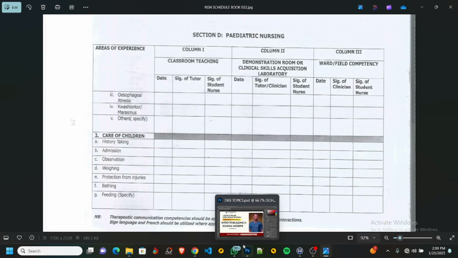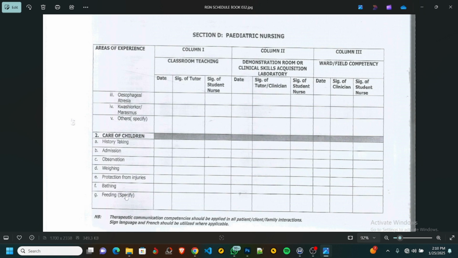Yes, now this is for pediatric nursing, and just as you can see, we have some experience again that are outlined here, which also include taking history of children, admission of children, observation, weighing, protection from injury, bathing, and all the likes. We also have some special areas like Oshako. You can see it. There are other conditions that if you also go through it, you see it. So all these ones, if you are taught in the classroom, just as I mentioned, you write the dates for the class, and then you sign as a student, then you make sure your tutor signs.